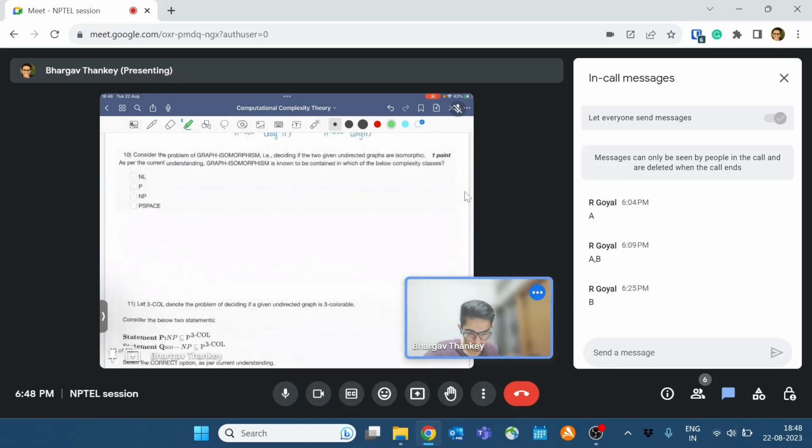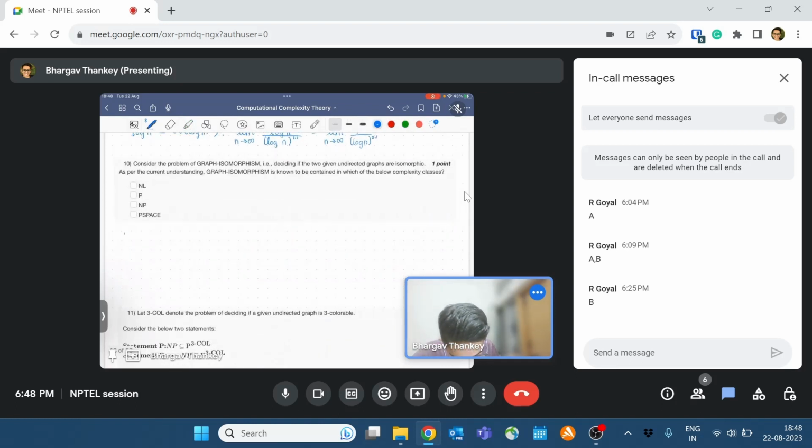So n to the log to the k n time for, I'm writing GI for graph isomorphism. K is some number. I don't remember what the exact number is. K is something in N, right?